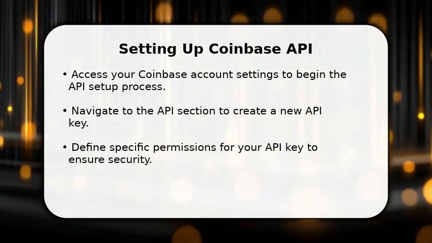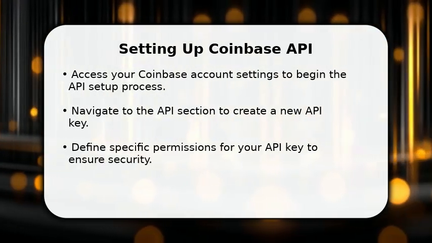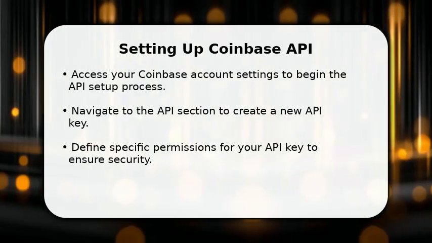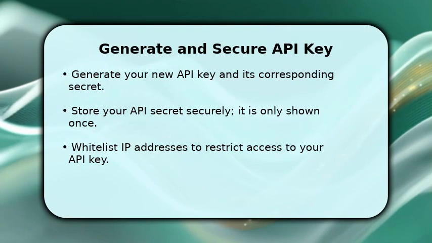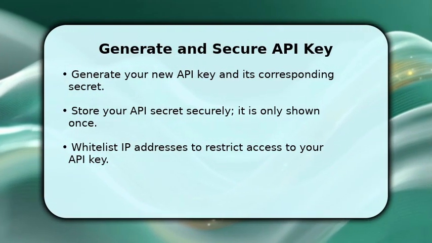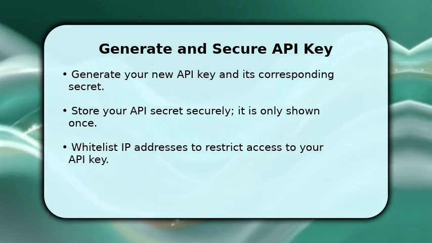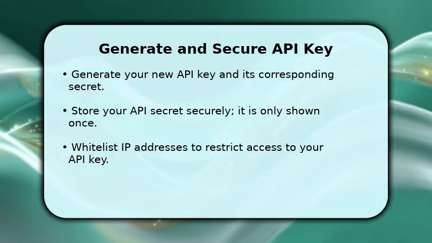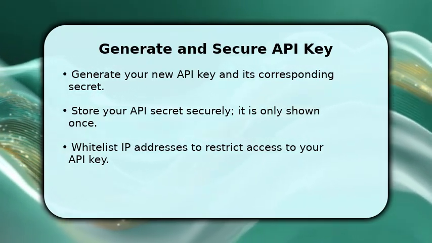Remember to assign appropriate permissions to control what your API key can do, ensuring your account remains secure. This initial step is crucial for safe integration. After defining permissions, generate your API key and its secret. The secret is vital for authentication and will only be displayed once, so copy it immediately and store it in a very secure location. Never share your secret key publicly.